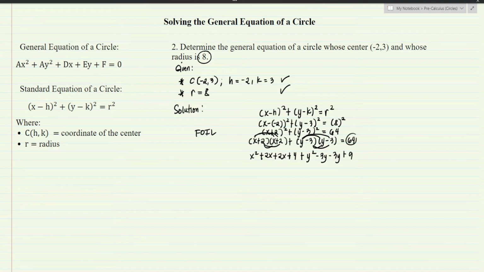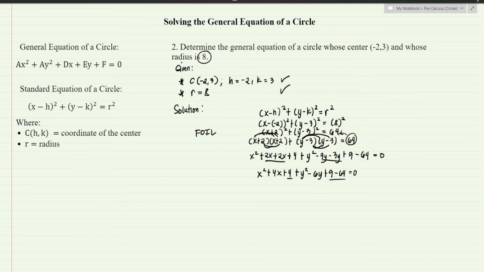So I will now transpose this constant term on the left side of the equation. So I would have negative 64 equal to 0. Simplifying, I can combine these two like terms. So my equation here would be x squared plus 4x plus 4 plus y squared minus 6y plus 9 minus 64 equals 0. Now, second to the last step, let's combine these constant terms here.